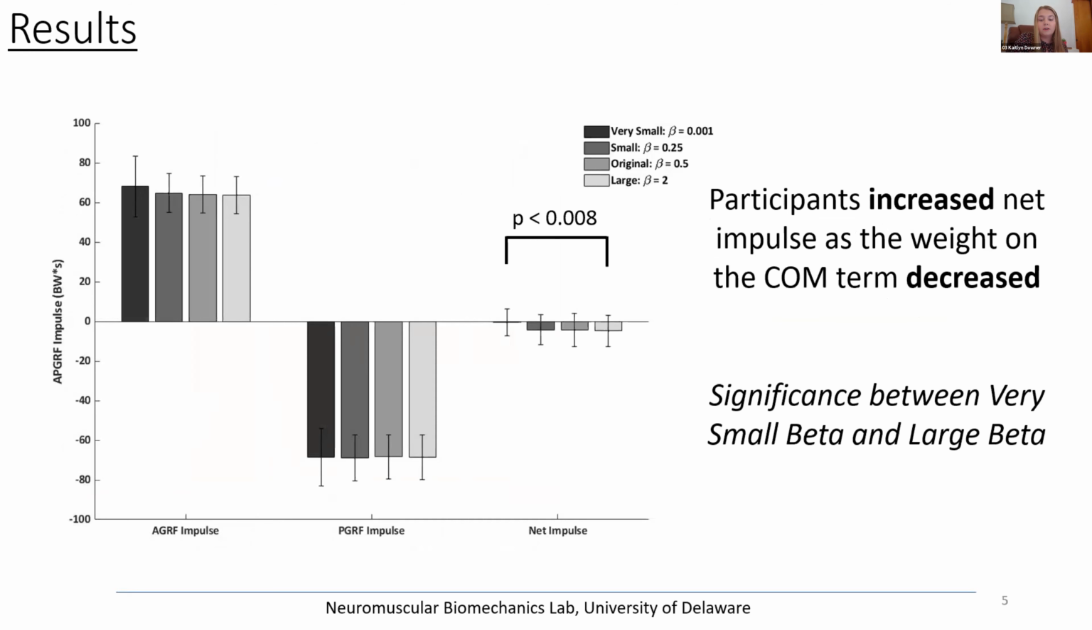The important result here is that the net impulse significantly increased from very small beta to large beta. In other words, participants shifted their net impulse closer to 0 as the weight on the center of mass position term is decreased, suggesting that a smaller weight on position may target increased propulsion without causing changes to gait mechanics and/or the spatiotemporal parameters.